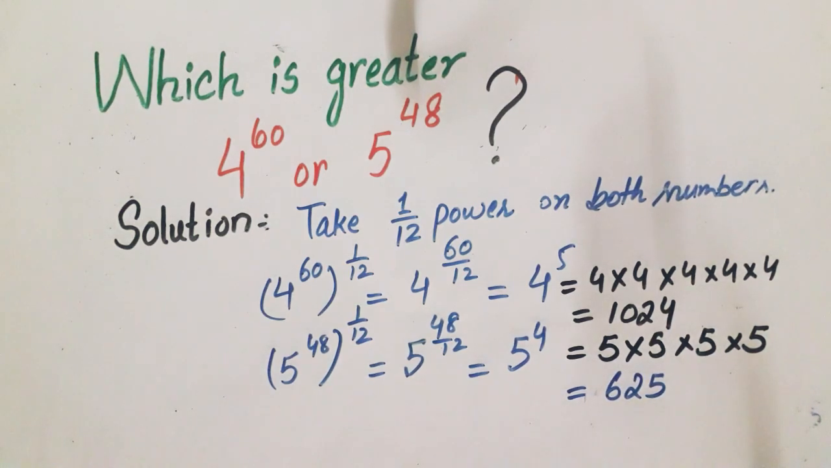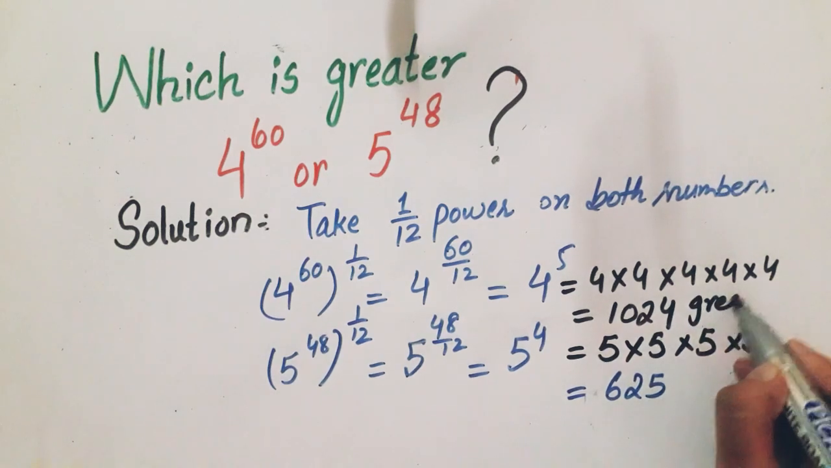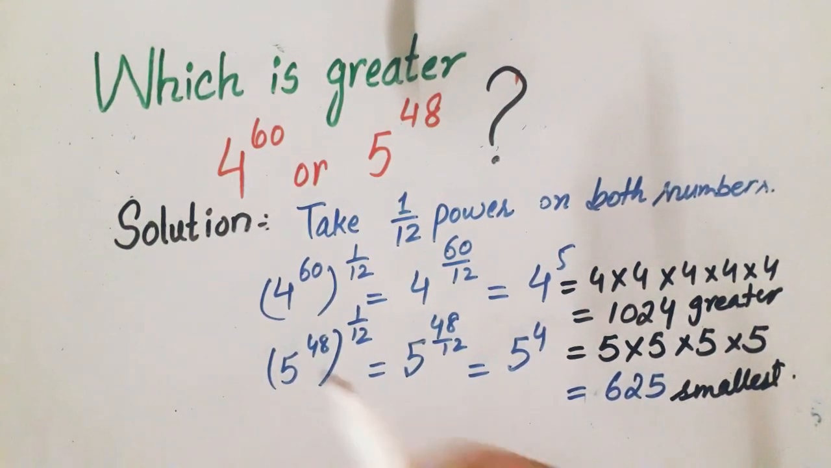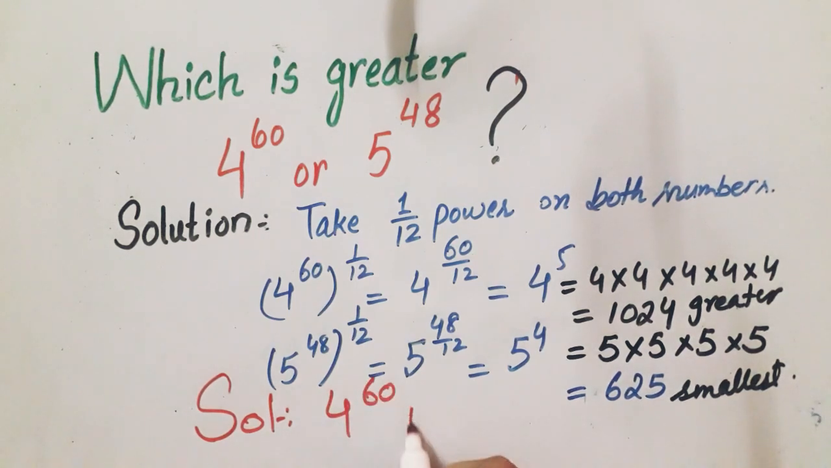Now you can easily see that this number is greater and this is smaller. So we will write the final answer, that 4 raised to power 60 is the greatest power. So the solution of this is 4 raised to power 60 is greater.